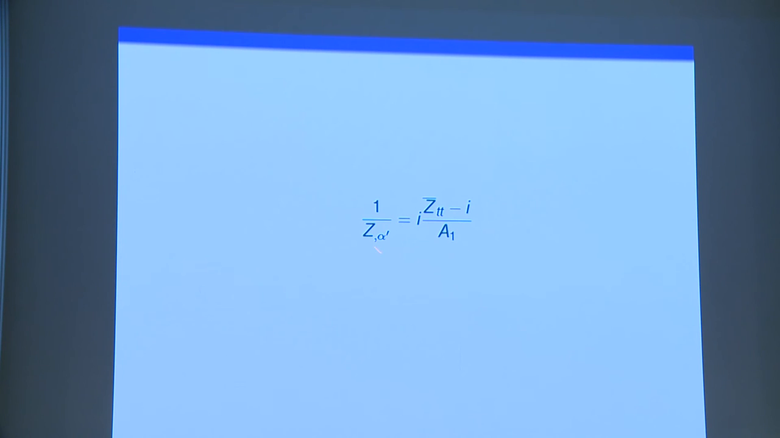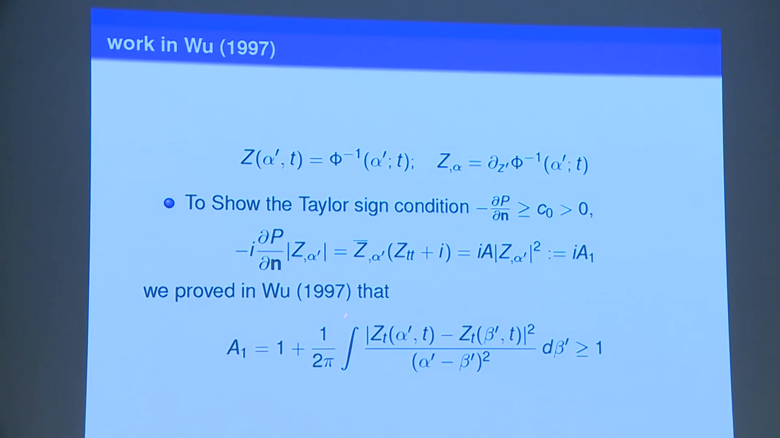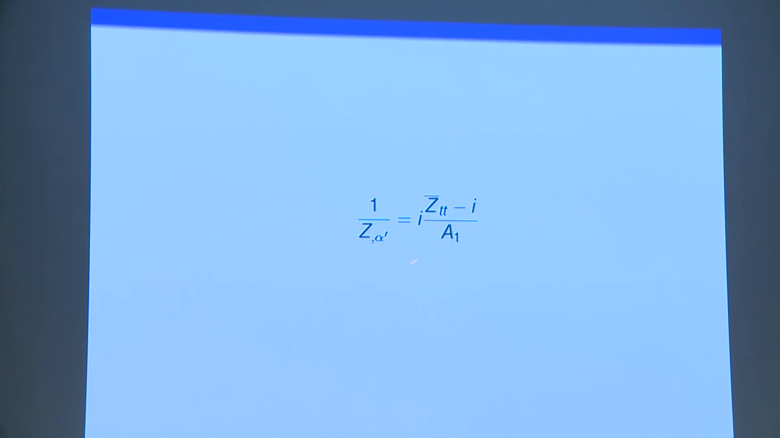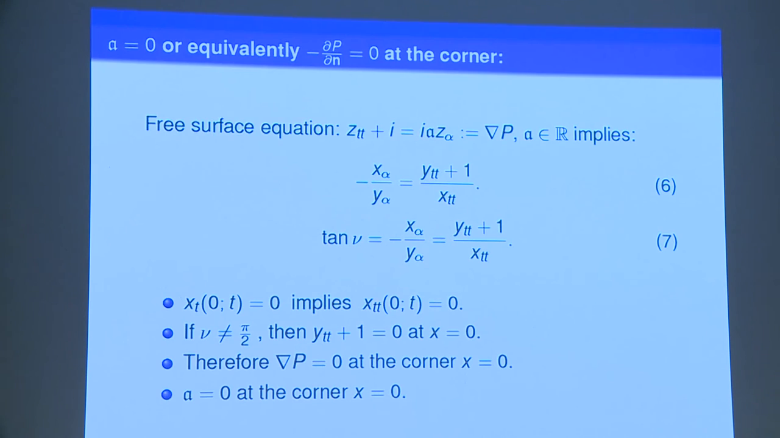So this is a very important equation as a consequence of this derivation. Z_tt plus i, Z_alpha bar is i A1, so we just divide over. This is the same equation as this one. A1 has a lower bound, greater than or equal to 1. So in other words, 1 over Z_alpha is similar to Z_tt minus i, because A1 is a lower order term.